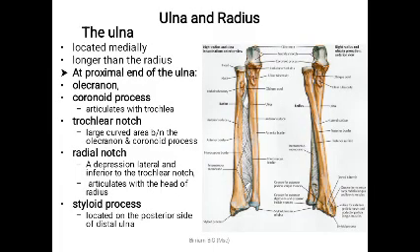Ulna and radius. The ulna, located medially, is longer than the radius. At the proximal end of the ulna are the olecranon and coronoid process, which articulate with the trochlea. The trochlear notch is a large curved area between the olecranon and the coronoid process. The radial notch, a depression lateral and inferior to the trochlear notch, articulates with the head of the radius. The styloid process is located on the posterior side of the distal ulna.